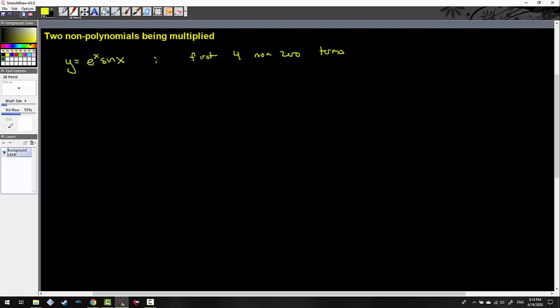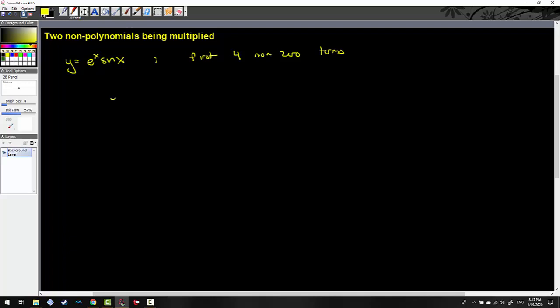Okay, so in this last example, we will be doing the most difficult one, which is when you have 2 non-polynomials being multiplied. And again, I showed this example once in class, but it's important to note that this one's going to get really, really nasty. So how do we deal with this? Well, we're going to look at each Maclaurin power series individually.